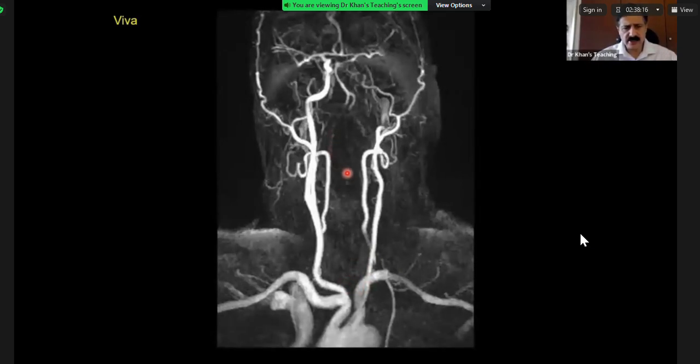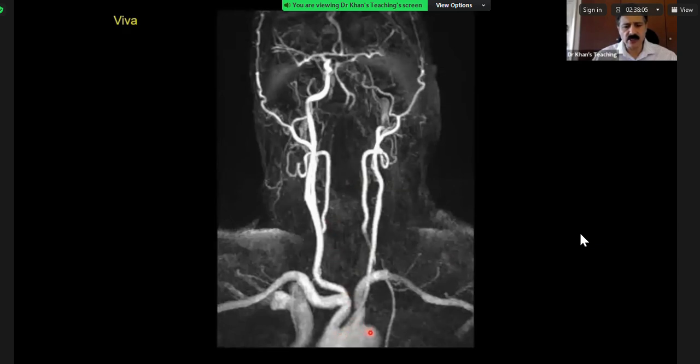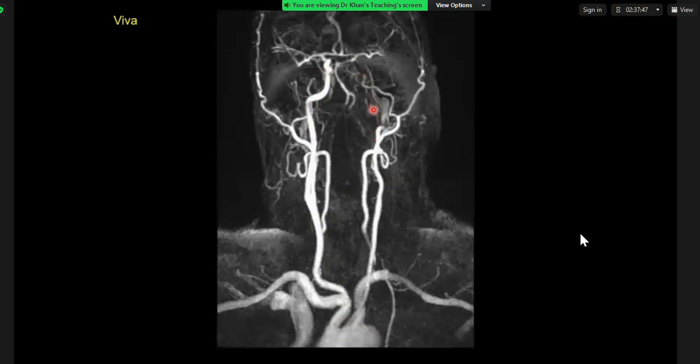Okay, so if you see here, this is an MRA. These kinds of MRAs are done with contrast. And here the main point is that we cover from the arch of aorta till the circle of Willis. So point to remember is the origin of the great arteries must be included. If you see here, this is the internal carotid artery on the right side that is absent here. It's simple as that, the ICA is completely absent.